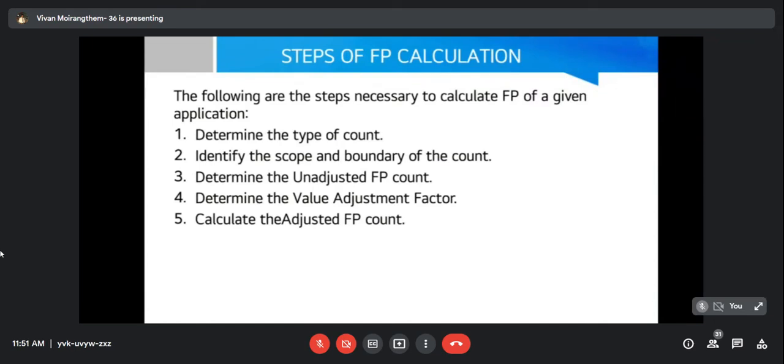The steps of function point calculation. First of all, we need to determine the type of count, then identify the scope and boundary of the count. Then these two steps will be used to determine our unadjusted function point count. Once we find our unadjusted function point count, we will keep that aside and calculate our value adjustment factor. Once we get both of these values, we will multiply them together to find our adjusted function point count, which is our final result.